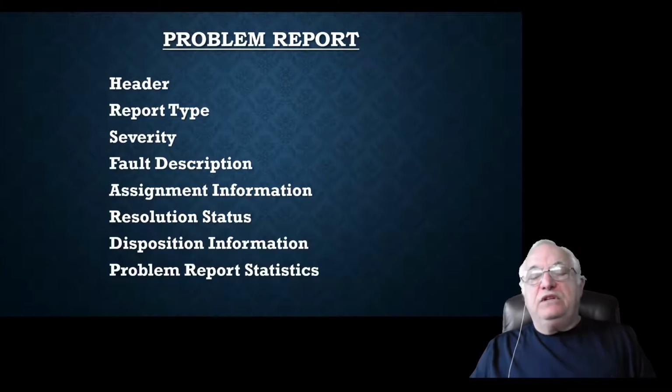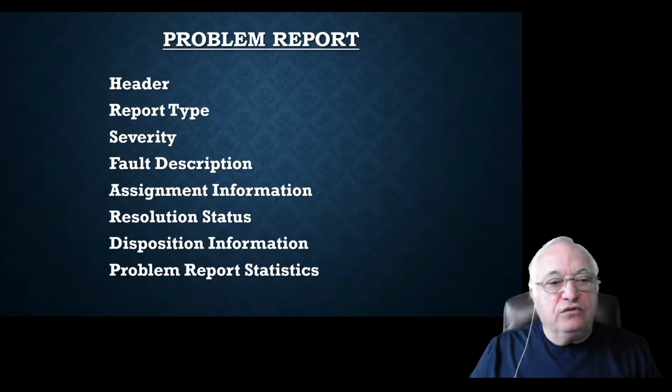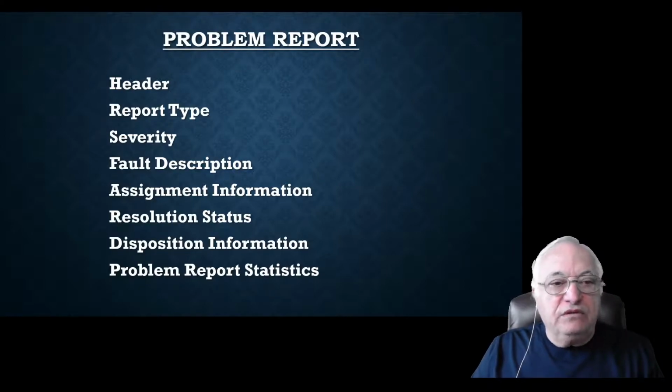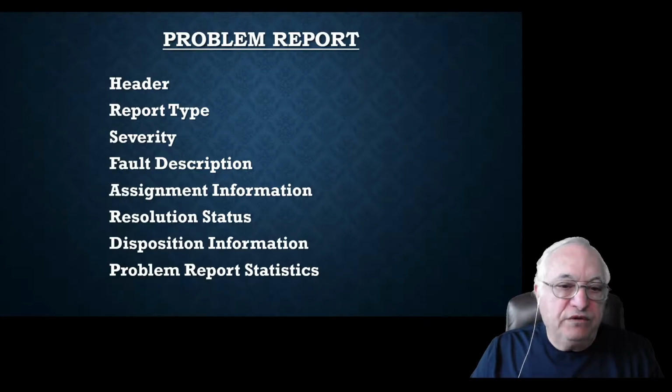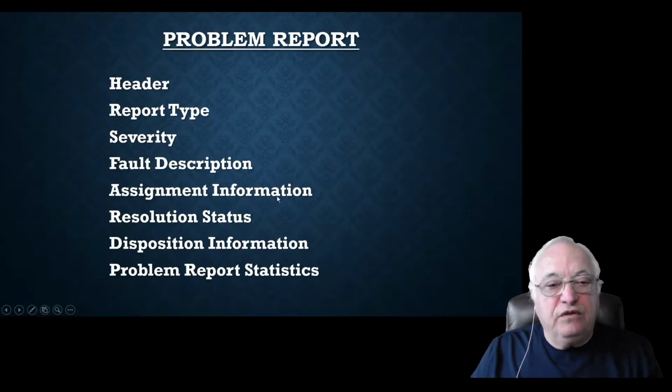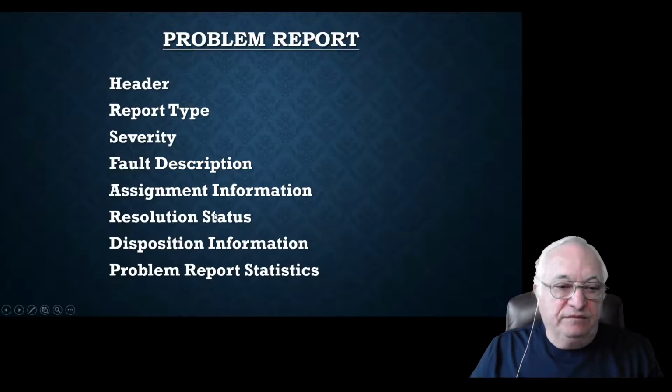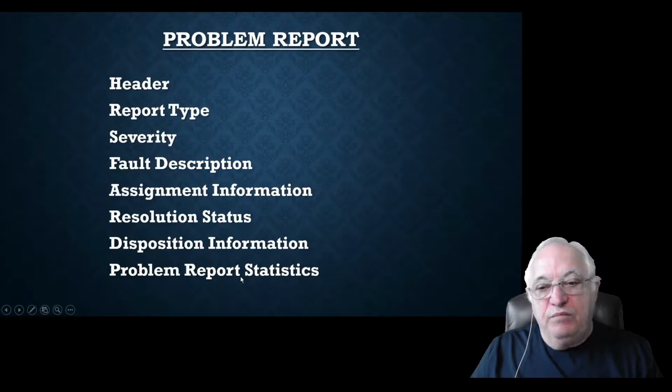So anyhow, that gets me to the end of this lecture. Today we discussed the problem report. We talked about the header, which is the company information, then the report type, the severity, how we describe the fault description, then how we assign it to the different organizations, the resolution and disposition information and how that flows. And finally, I talked about the problem report statistics, and how important that is to your management.